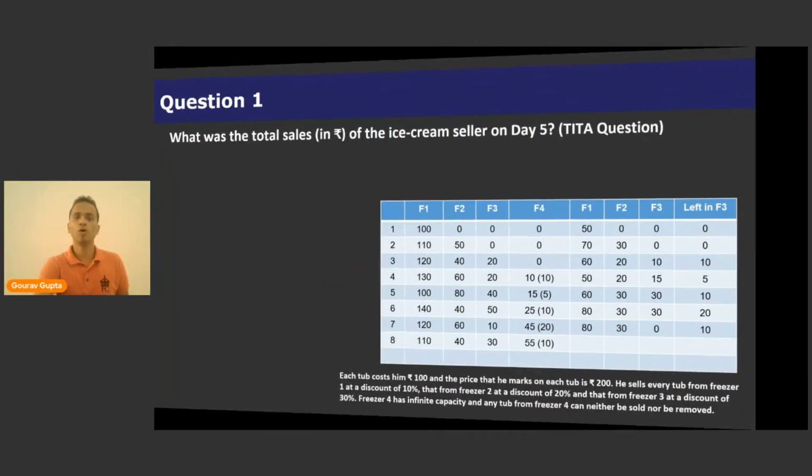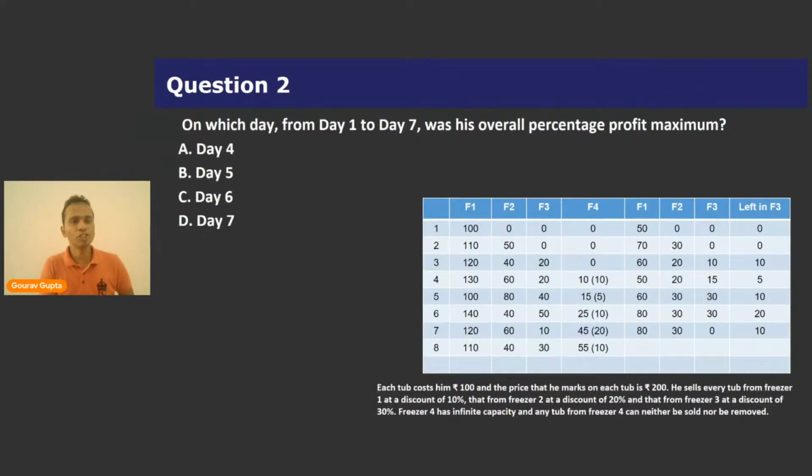So question number 2 is on your screen. On which day from day 1 to day 7 was his overall profit percentage maximum? Now we'll have to calculate the profit percentage. We have options day 4, 5, 6, and 7. So there is no need to work out day 1, 2, 3. Just calculate the profit percentage for day 4, 5, 6, and 7 and then mark your answer.